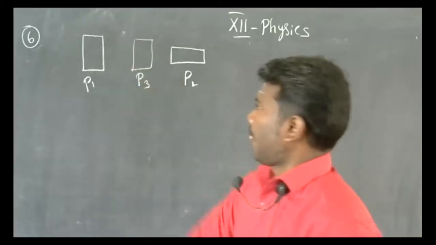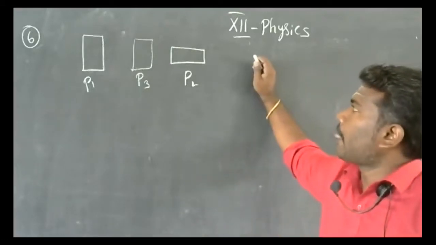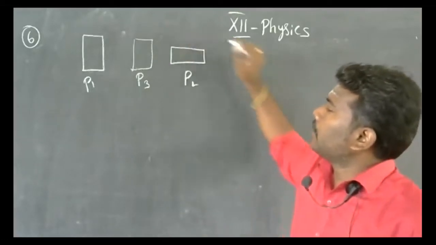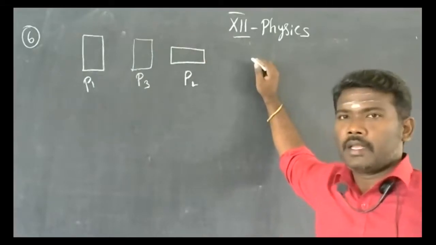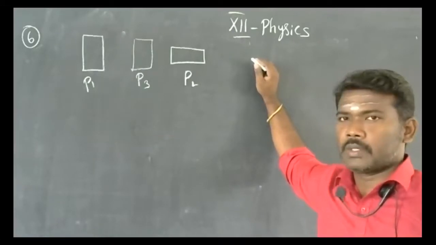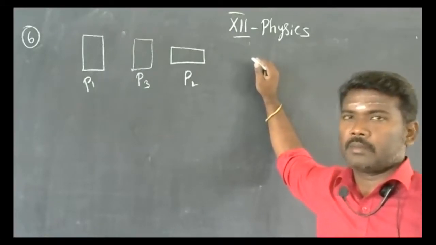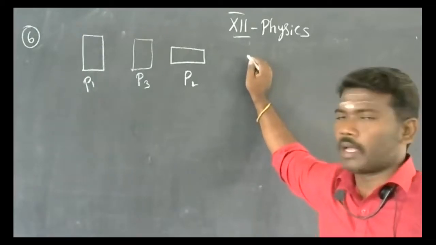So P3. In this question, we are going to calculate at which angle between P1 and P3 and P2 and P3 we get the maximum intensity of light from the whole arrangement.